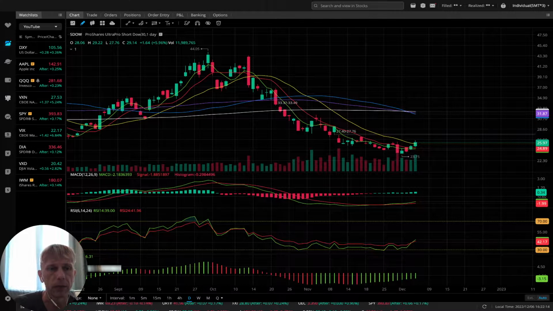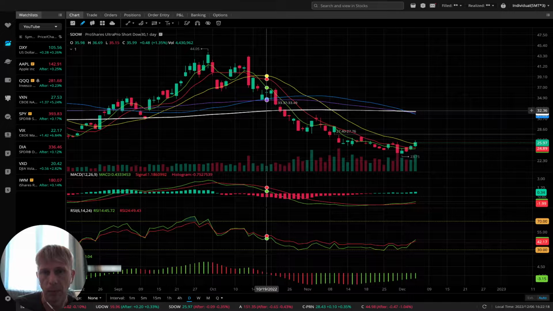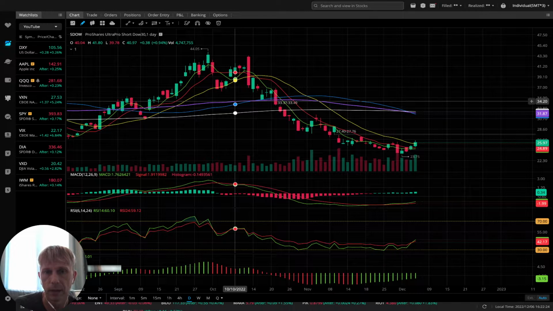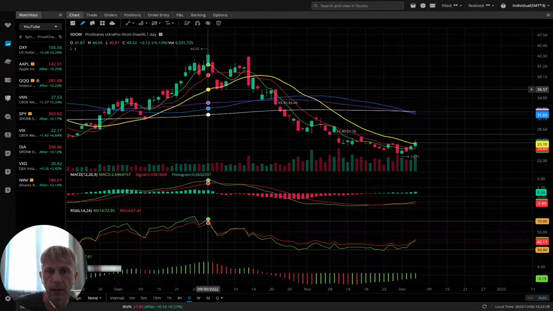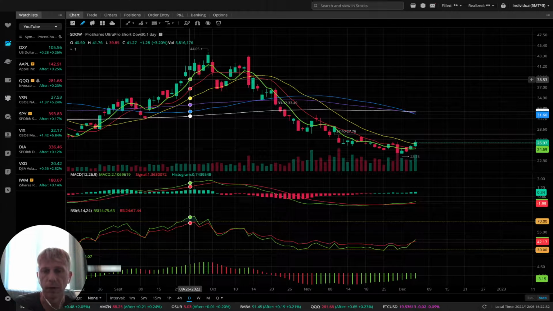Okay, let's start from the setup. White line is moving average MA 200. Purple line MA 100. Blue line MA 50. Yellow line MA 20. Red line MA 10. Green line MA 5.